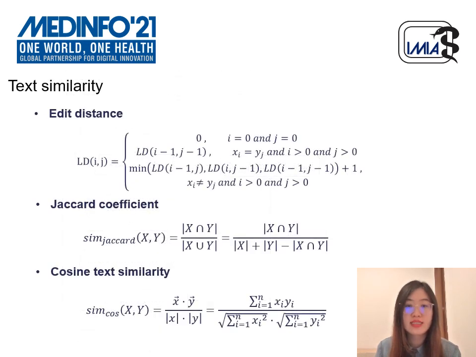The edit distance refers to the minimum number of insertions, deletions, and substitutions required to transform one string into the other. The Jaccard refers to the intersection divided by the union of two texts. Cosine text similarity measures the cosine of the angle between two word vectors.